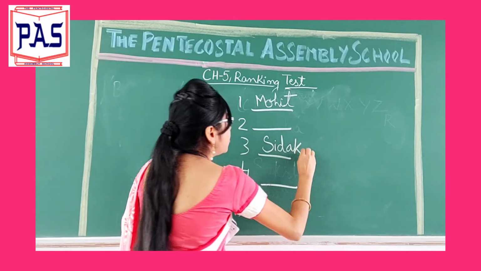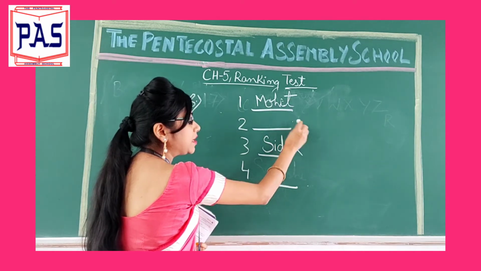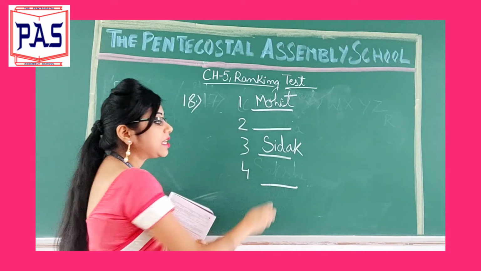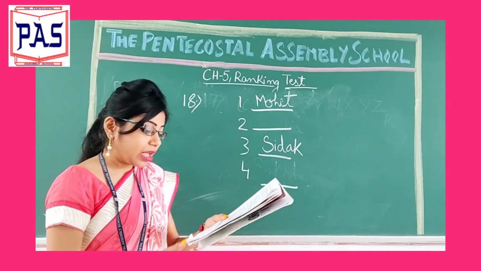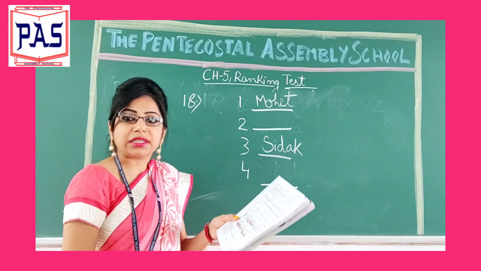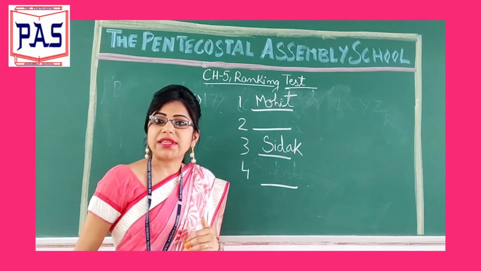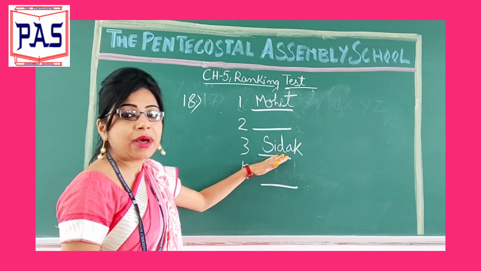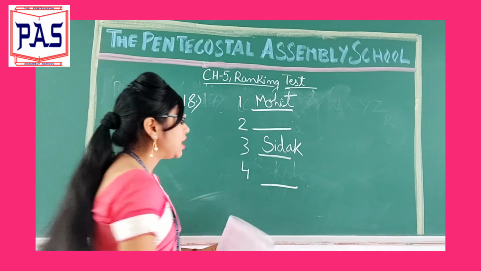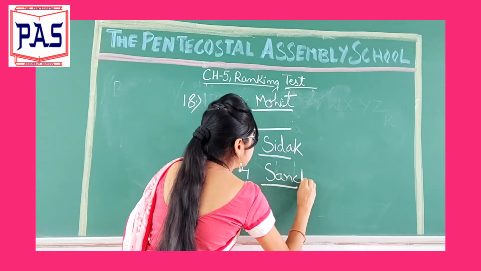Mohit is at the first place and Siddharth is neither at second place nor at fourth place. It means that Siddharth is at third place. Sanchi is saying that I was slower than Siddharth. It means that slower means it will come after. Sanchi will come after Siddharth.